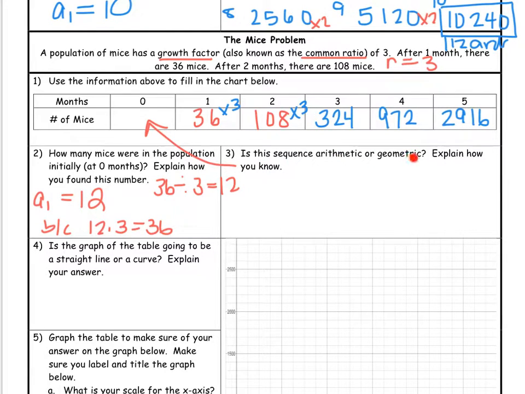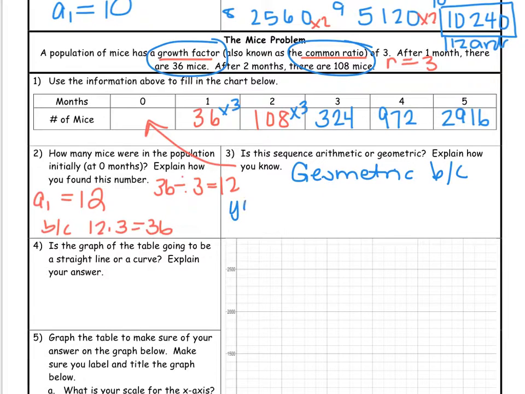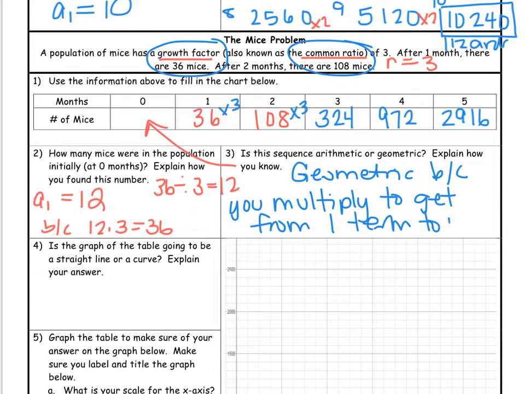Is this sequence arithmetic or geometric? And explain how you know. Well, we said it had a growth factor and a common ratio, therefore it must be geometric, because you multiply to get from one term to the next. And that's going to create eventually some really big numbers.